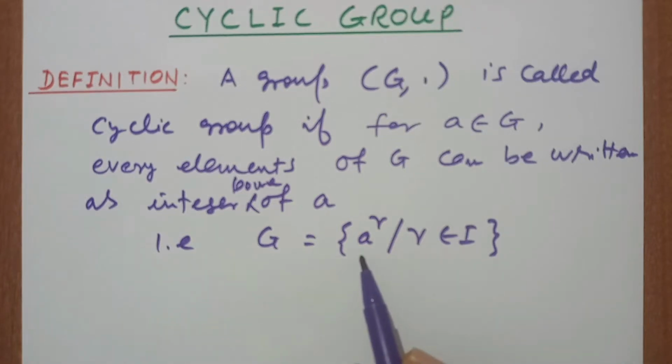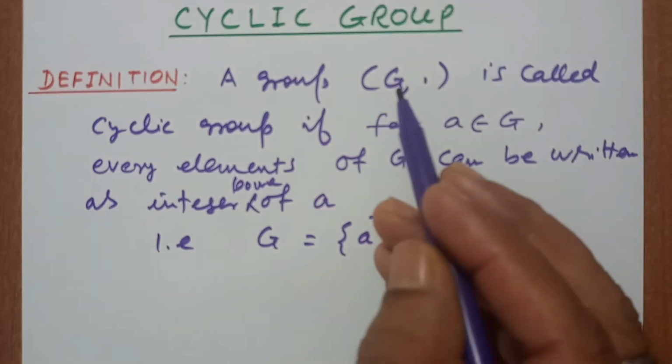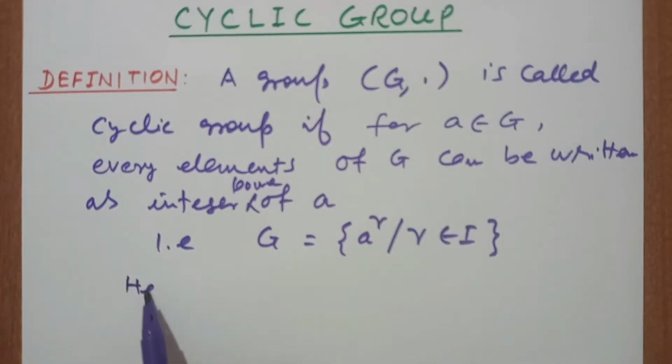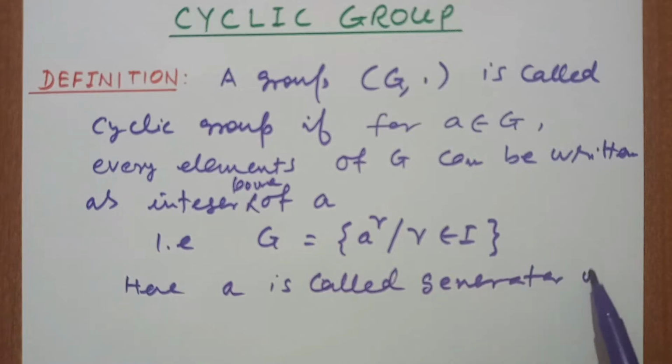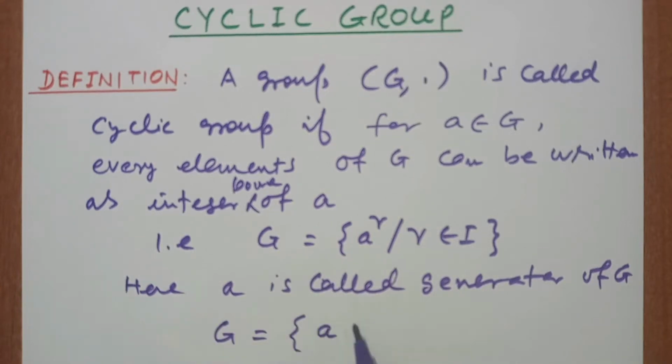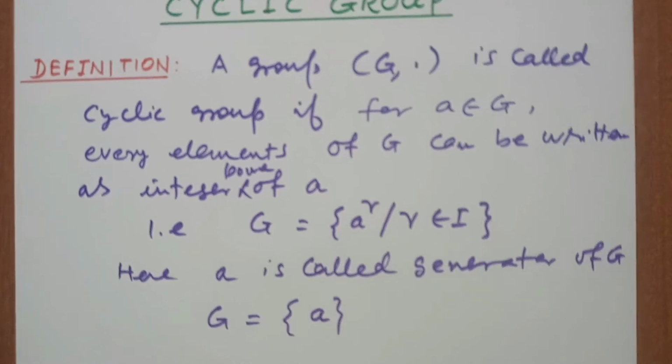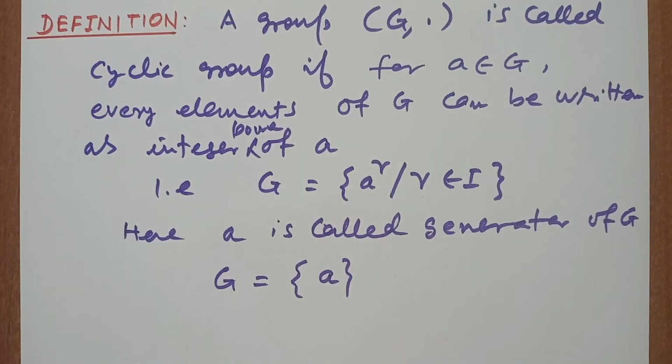And here a is called a generator of G. So this G can also be written as G is equal to ⟨a⟩. It means a is the generator.